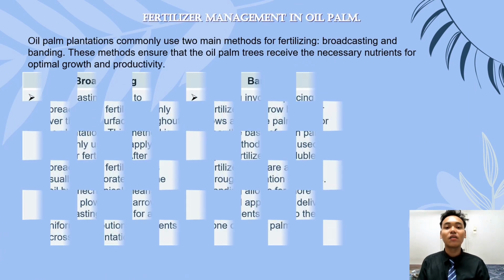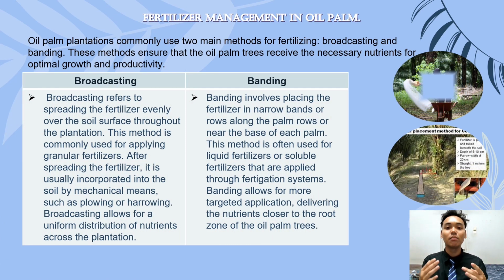Next, I talk about fertilizer management in oil palm. Oil palm plantations commonly use two main methods for fertilizing. The first one is broadcasting and banding. These methods ensure that the oil palm trees receive the necessary nutrients for optimal growth and productivity.